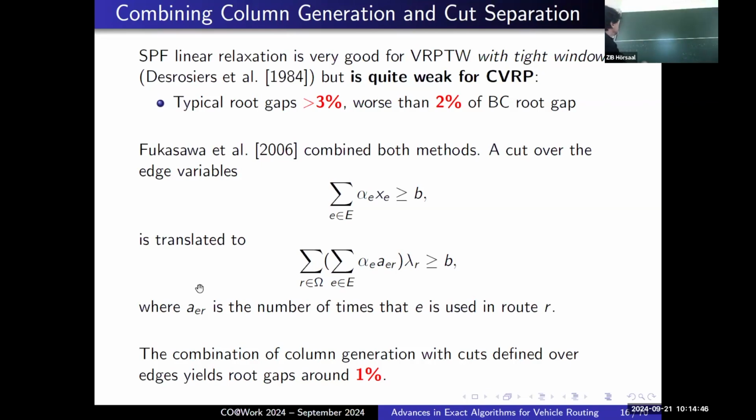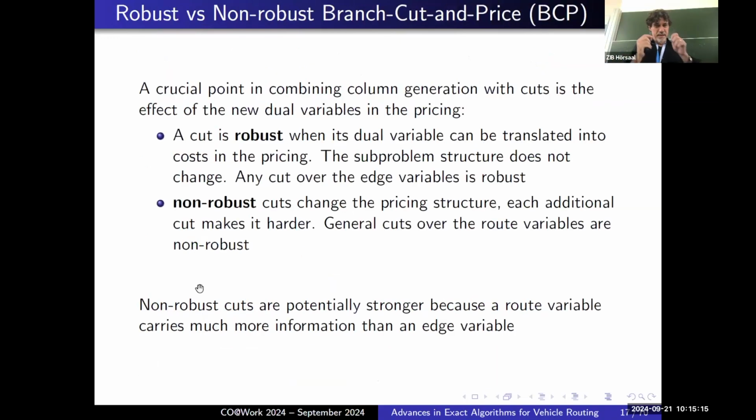Okay. But the first improvement came with the idea of combining both things. So let's do column generation, but let's separate cuts too. Let's combine both things. And the observation is that if you have a cut over the edge variables here, you can translate this into a cut over the route variables here. And with this, you get much better bounds, okay?